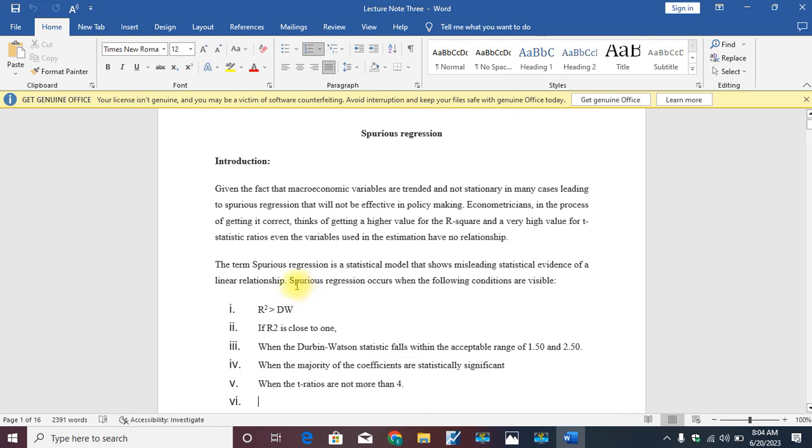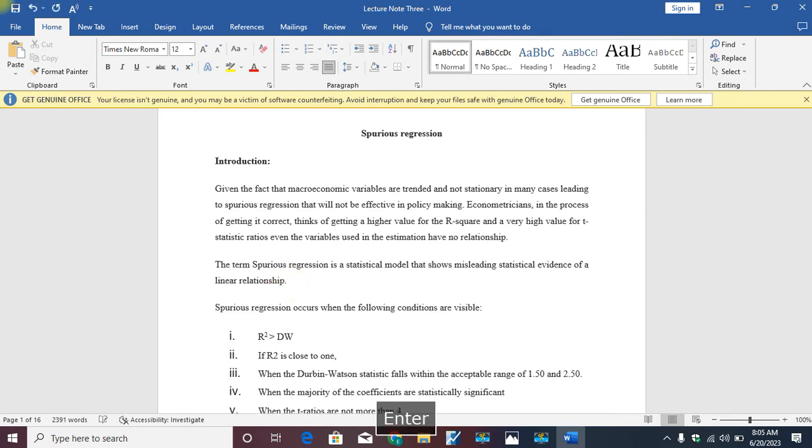And when I'm talking about linear relationship, I'm referring to the relationship between one variable and another, or one variable and others. So whenever there is no linear relationship between the variables you are estimating, there's always a tendency of having issues that have to do with spurious regression.